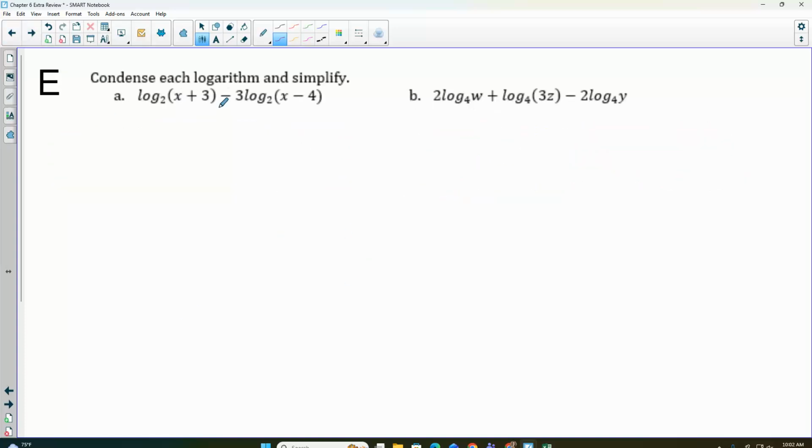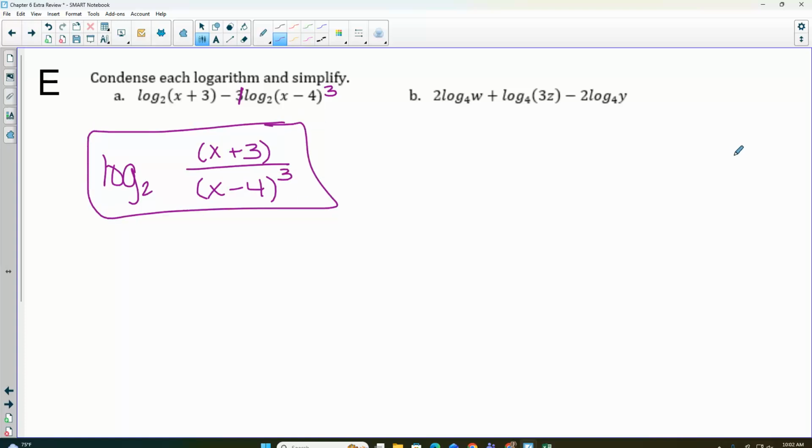Next one, condensing. That means putting it back. We know if there's a number in front that turns into an exponent. When I condense, I can only have one log. Because these were subtracted, we would divide, so it'd be x plus 3 over x minus 4 to the third. This one, I bring my 2 up here and here, so we have log base 4 w squared times 3z. You can put the 3 in front, or you don't have to, it doesn't matter. We just need all those terms multiplied, and then divided by the y squared.